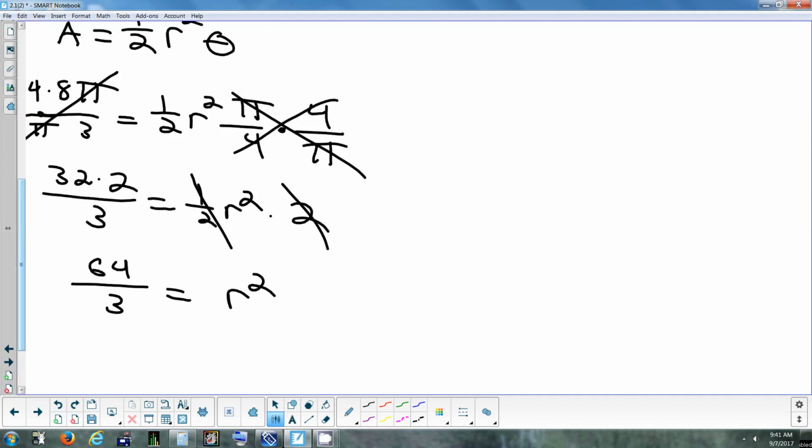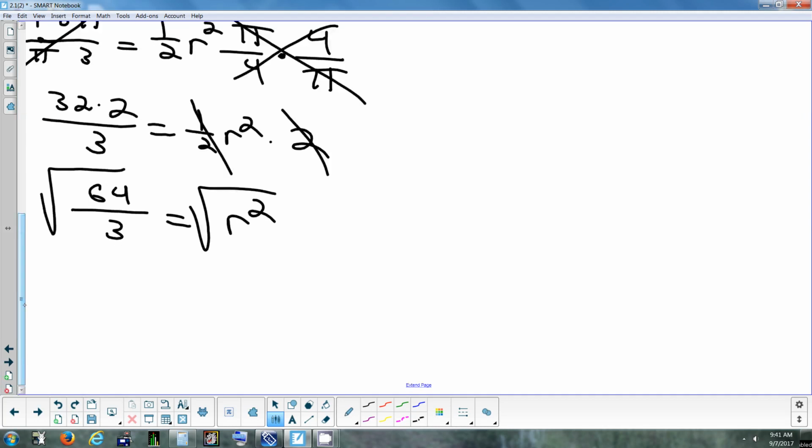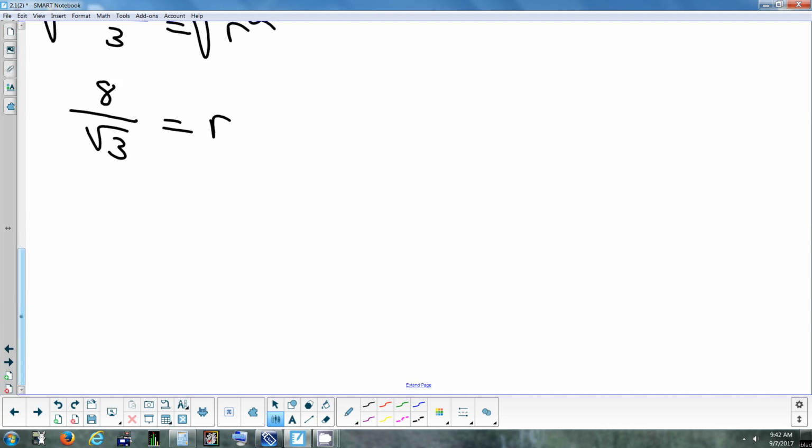equals r squared. But now I want just r. So what do I have to do on both sides to get just r? Square root. Yep, take the square root and take the square root. And now this is the part where we've talked about one thing you can do with square roots, but one other thing is going to come up right now. To square root a fraction, you do the top and the bottom separate. So what's the square root of 64? 8 over square root of 3. Now, algebraically or numerically, there's something wrong with that. Does anybody know what's wrong here?